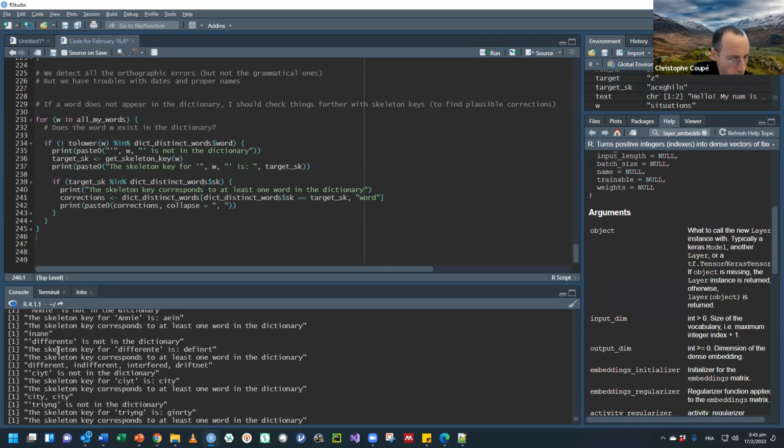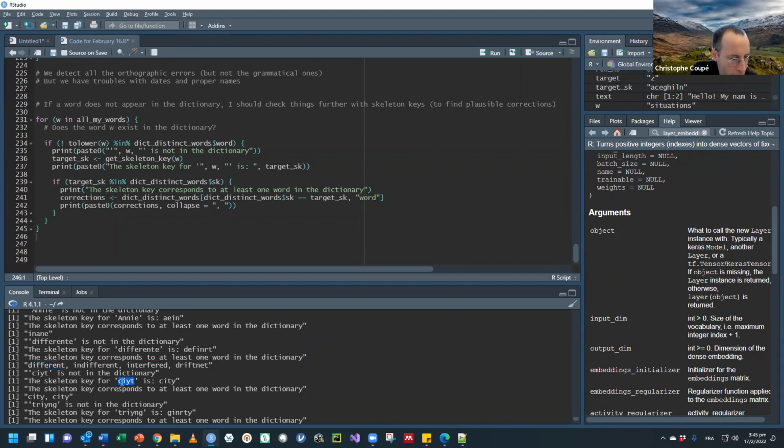If we try different, it's not in the dictionary. We have the skeleton key for it. This skeleton key corresponds to at least one word in the dictionary, and these are the possible corrections: different, indifferent, interfered, and a drift net. Here, what we can see is that the appropriate correction, different, is in our dictionary.